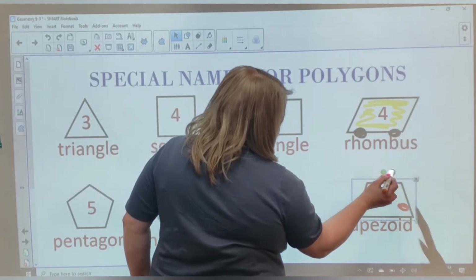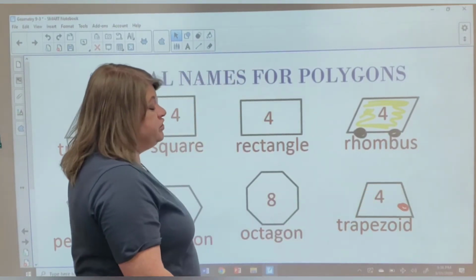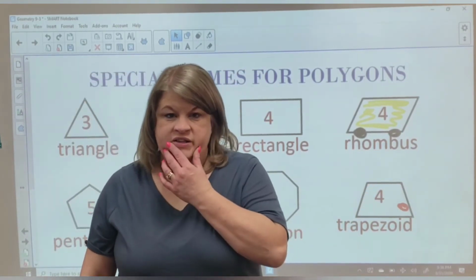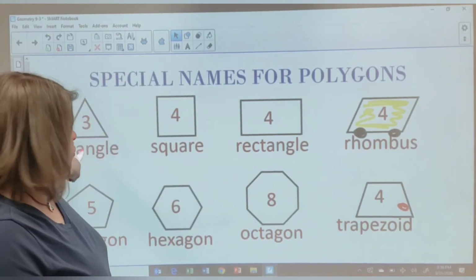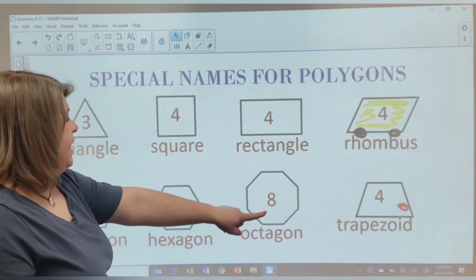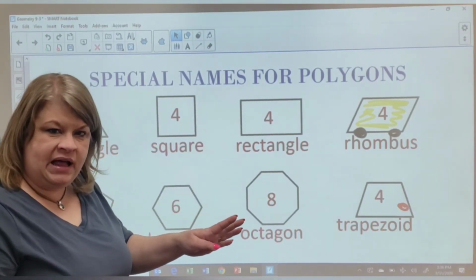That's how I think of a trapezoid. So we have a trapezoid with 4 sides. So let's review. A 3-sided polygon is a triangle. 4-sided polygons, there are 4 of the 4-sided polygons.